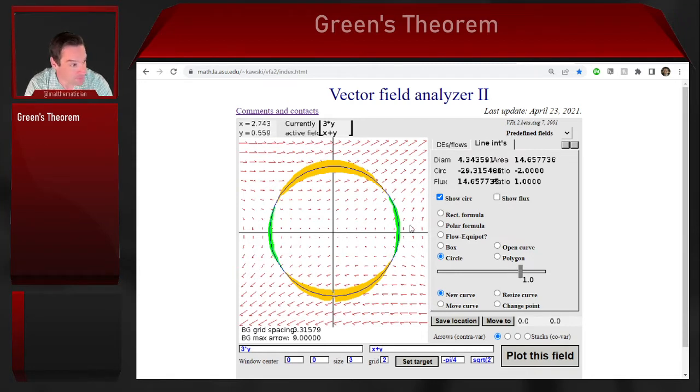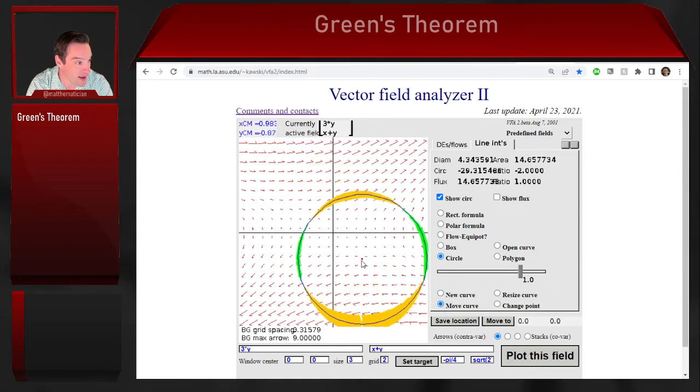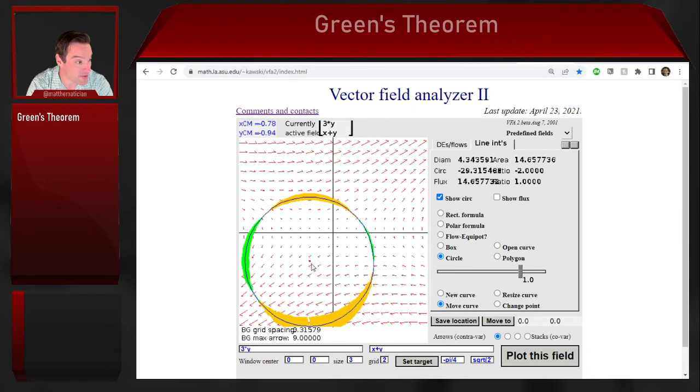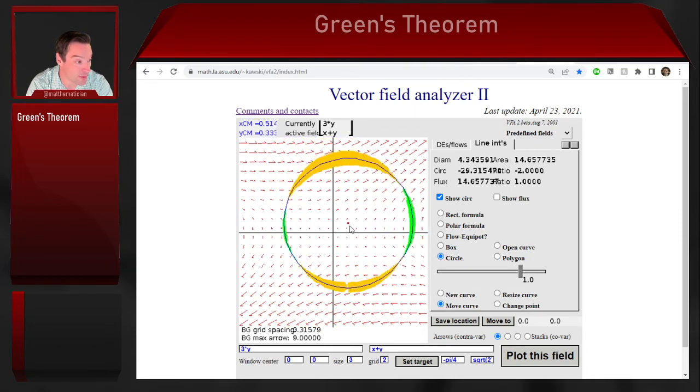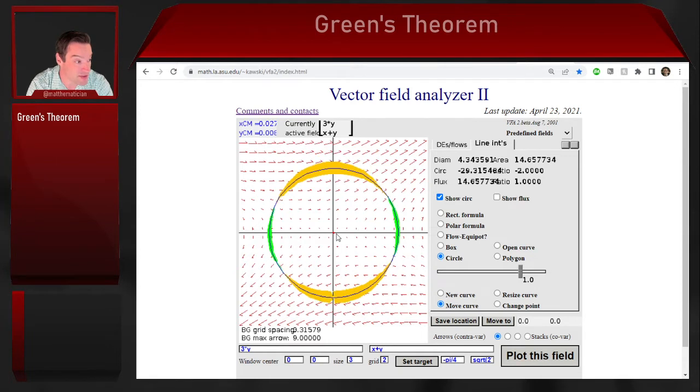But on the other hand, what's interesting for this particular vector field is that if instead of choosing a circle centered at the origin, I had chosen a circle centered in a different spot, my circulation ends up being the same amount, no matter where I place my circle around the xy plane. The circulation is all negative 29.3, which seems too surprising to be a coincidence, mathematically speaking.